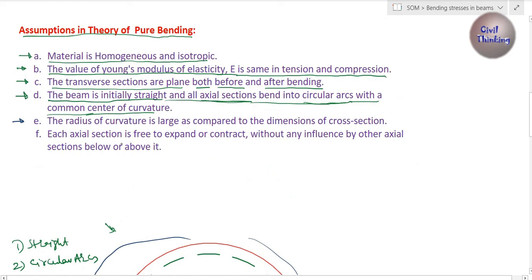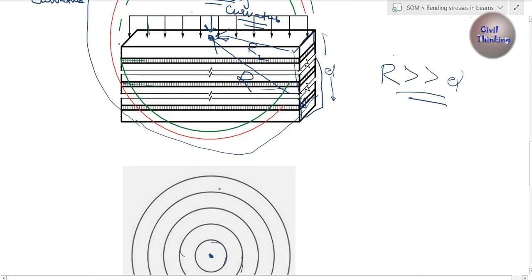And point f is, each axial section is free to expand or contract without any influence by the section below it. What I'm saying now is, as you can see here, this is section 1, and it is bent, shown with this green line like this, right? Now this section, section 2, is shown with the help of this red color. Now this green is independent of red, and this red is independent of blue, and this blue is independent of green. In short, they are independent of each other.